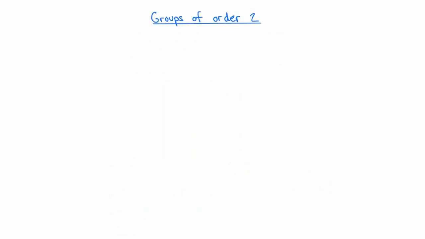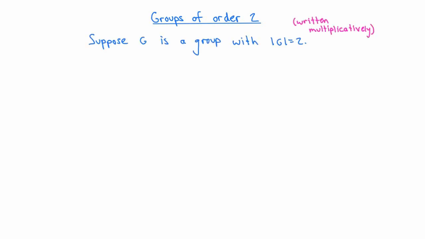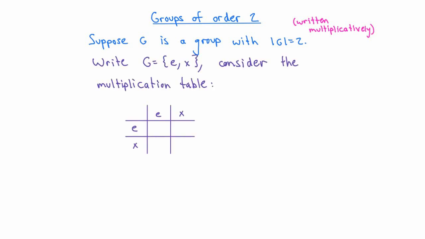Let's talk now about groups of order 2. Suppose that G is a group with order 2, written multiplicatively, and consider the possibilities for the multiplication table of this group. Now, the multiplication table of a group has to satisfy extra requirements that the multiplication table of an arbitrary binary operation doesn't necessarily satisfy. So that puts a lot of restrictions on what we can put in these empty boxes. If G is supposed to be a group, then one of the elements needs to be the identity element, and I've labeled it as E here.